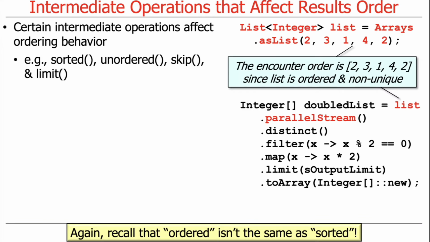So let's take a look at an example, keeping in mind again that ordering and sorting are not the same thing. Here we've got the same example we did before. We've got an array, 2, 3, 1, 4, 2. We turn that into a list. And then we're going to say list parallel stream. And then we're going to do a bunch of other stuff. So keep in mind, first of all, that to start out with, it's in a list. And a list is going to allow duplicates, so the values can be non-unique.